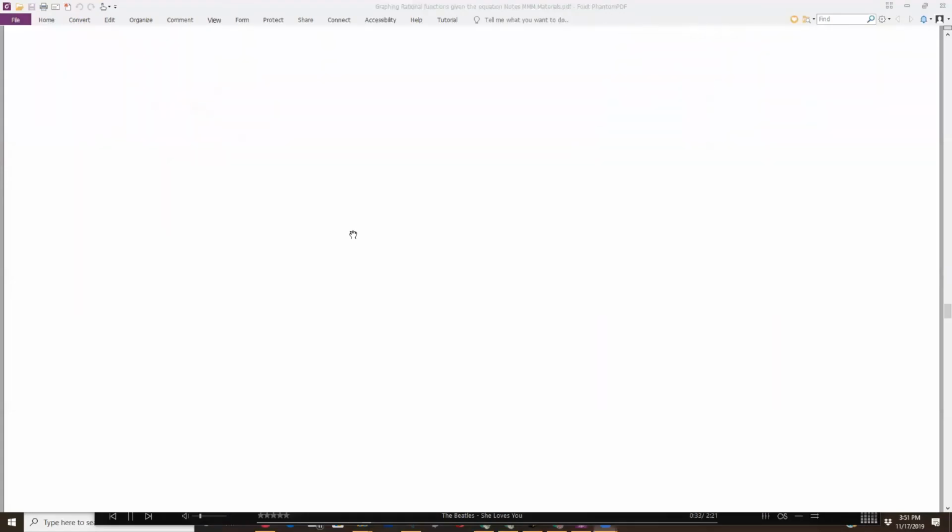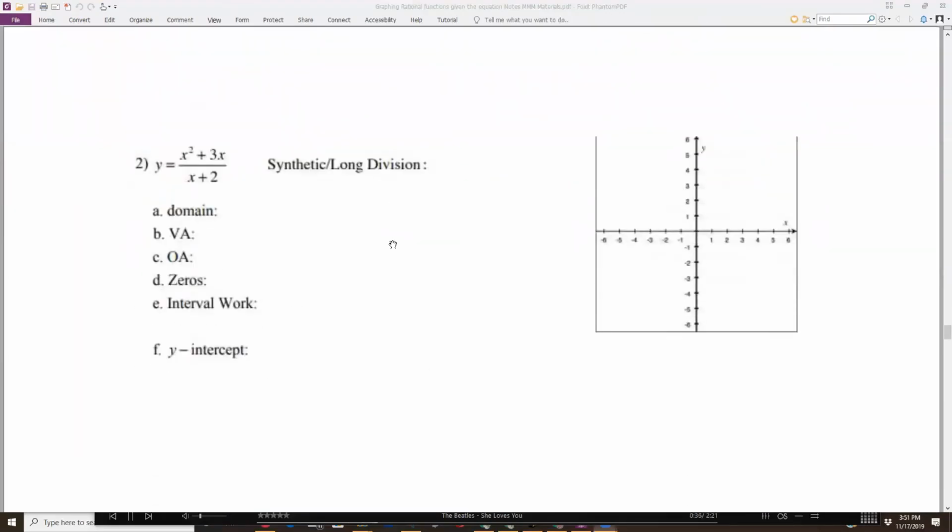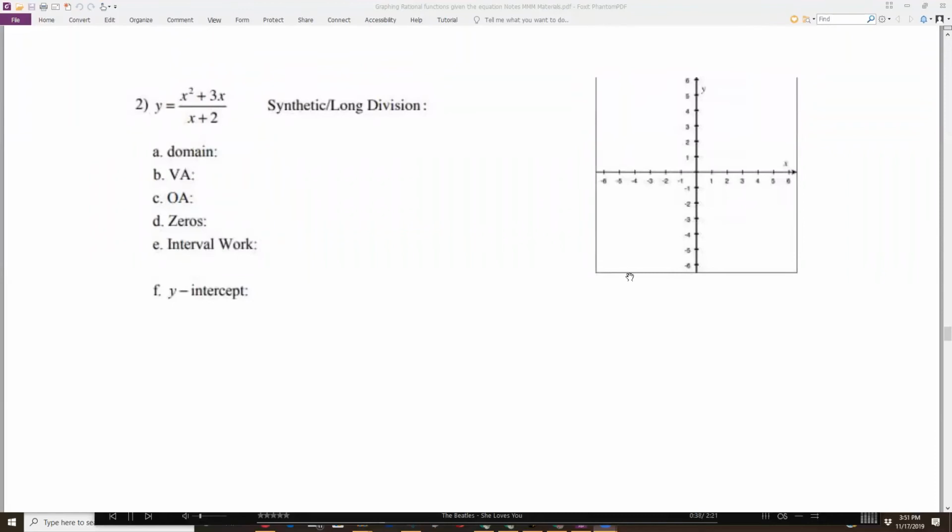I had a couple more of these to do. Okay. Well, let's see. Let's do a little work here since we can. I see it factors to x plus 3 over x plus 2. So I don't see any holes. So the domain doesn't include negative 2, and there's a vertical asymptote at negative 2.